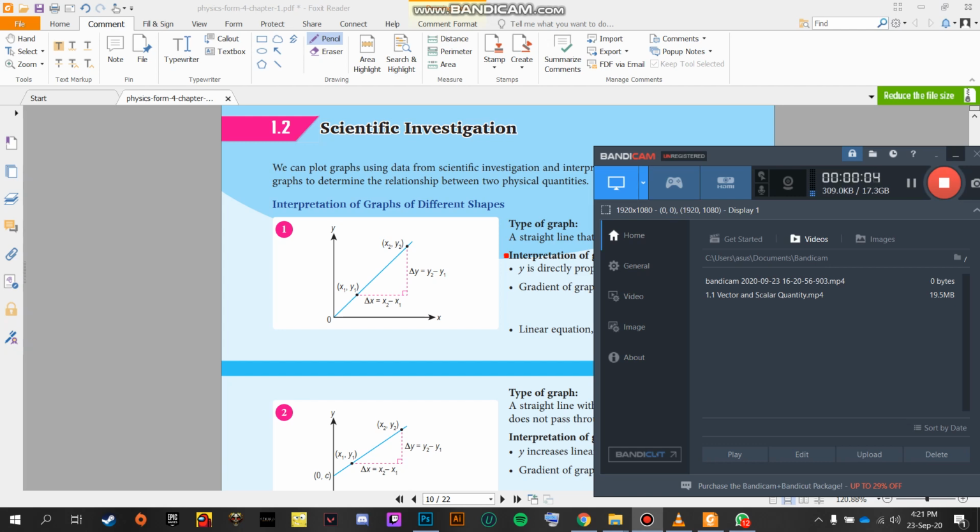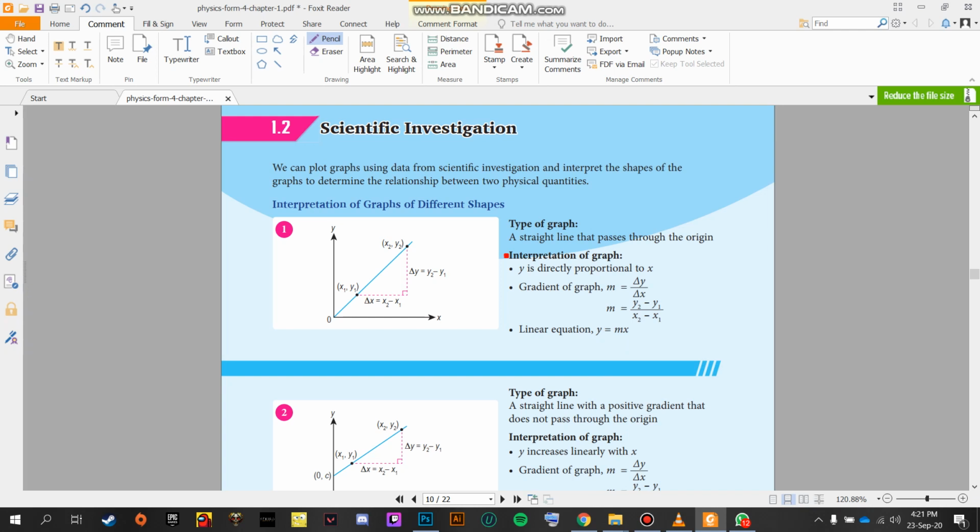Today we are going to talk about the scientific investigation, but in more detail, we are going to talk about the interpretation of graphs of different shapes. So we're going to look at some graphs and see the shapes and what the shape means. Now for the first graph, it's this one.